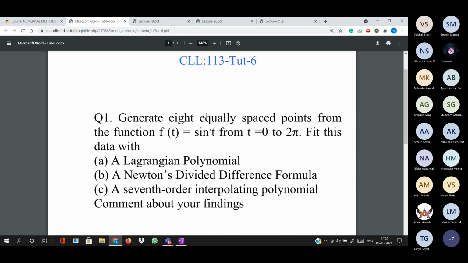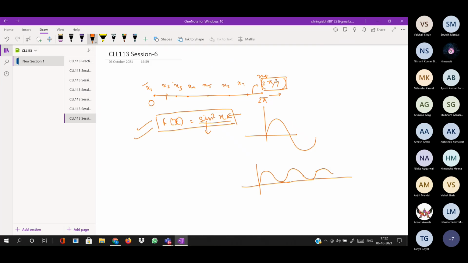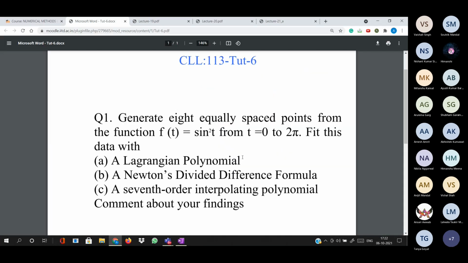By the very definition of Taylor's theorem, f(x) equals f(a) plus (x minus a) times f dash x at x equals a, and (x minus a) square by 2 factorial times f double dash x at x equals a. So these various things are just the modification of the most powerful Taylor's theorem.